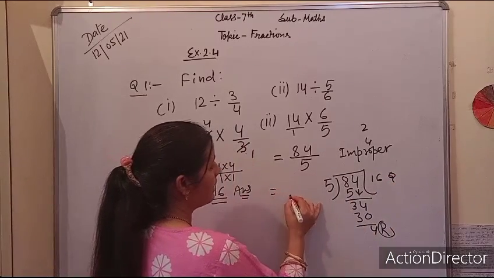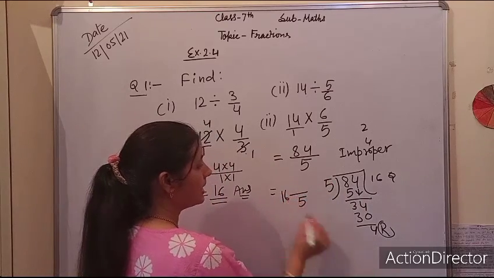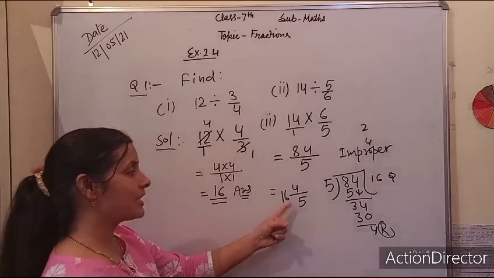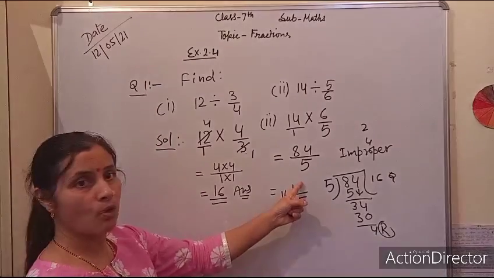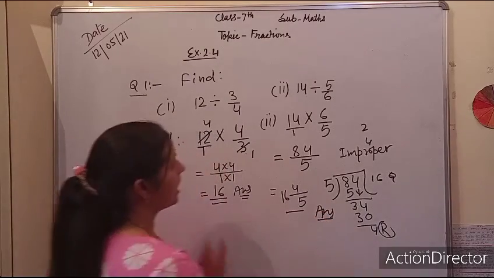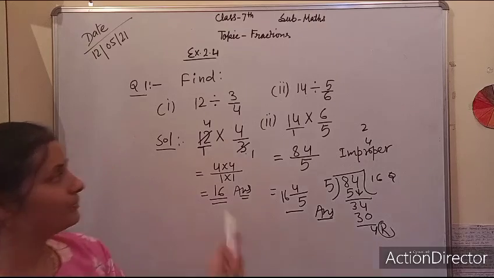So how to write it? 5 is the denominator, and 16 is the whole number, 4 upon 5. Now you can check: 16 5s are 80, 80 plus 4 is 84. This will be the answer. Alright, note it down. Then we will do one more question related to the exercise.